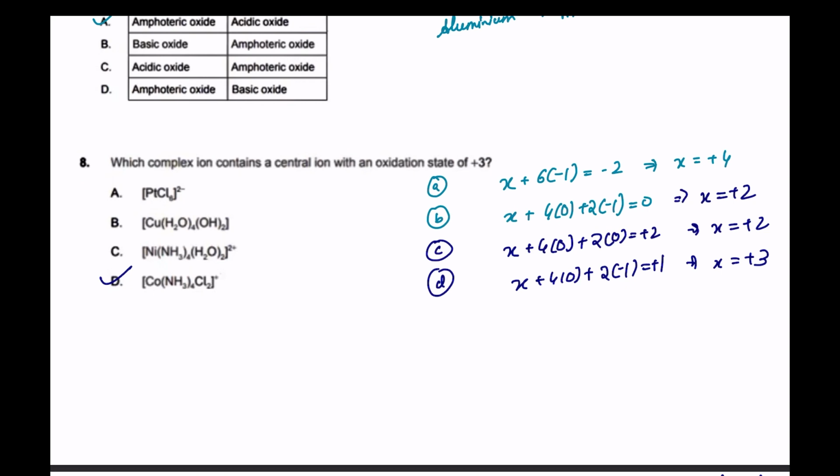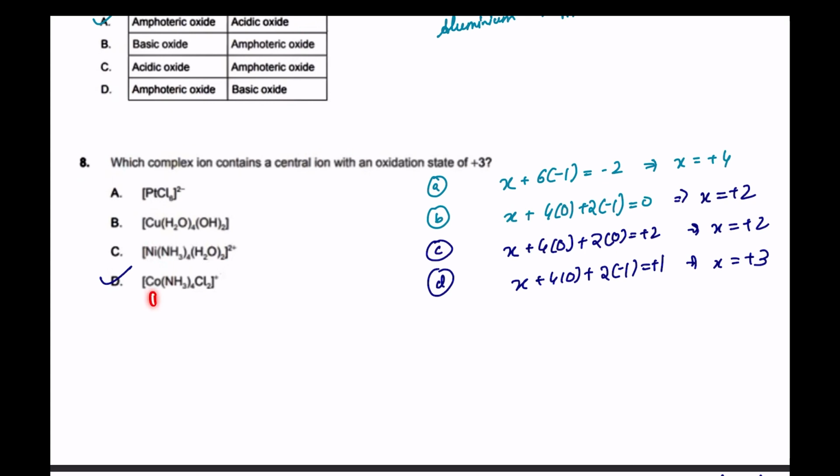Next one is Ni NH3 whole 4, H2O whole twice. Now NH3 and H2O both have oxidation state 0, and Ni is the central atom. We don't know the oxidation state of Ni, so again, let's assume Ni as X. NH3 and H2O will be 0, and the net oxidation state will be equal to +2, which is the charge here. Upon solving, we get X as 2, which is again not equal to +3. Now only the last option is left.